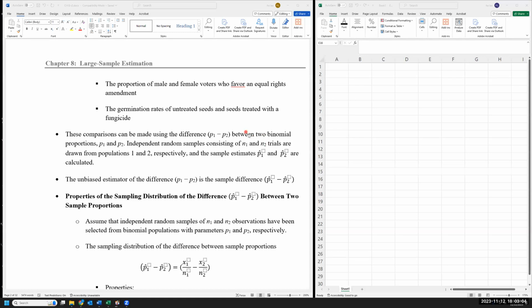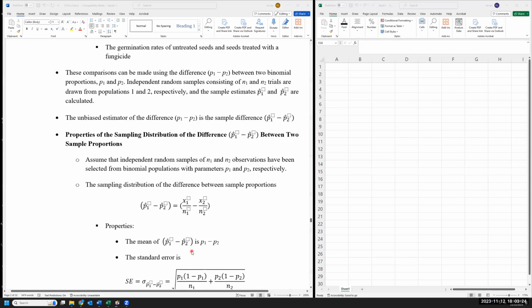And that's the difference between two binomial proportions. Okay, an estimate of P1 is just P1 hat, the estimate of P2 is P2 hat. So the unbiased estimator of P1 minus P2 is just the sample difference, P1 hat minus P2 hat. Okay?